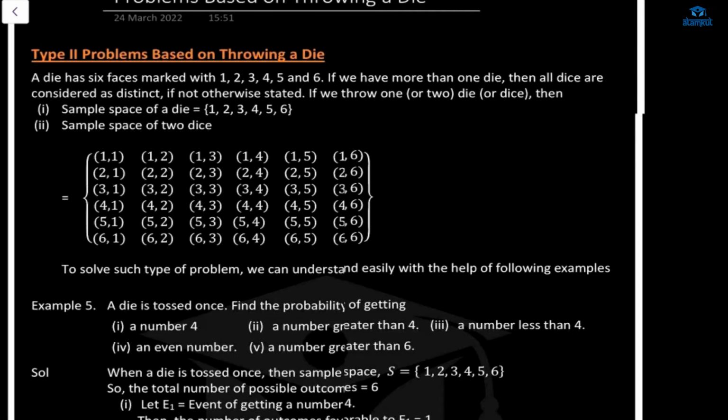Now, when you're throwing 2 dice, it is possible that on the first dice you get 1, and on the second dice you can get any other number: 1, 2, 3, 4, 5, 6.